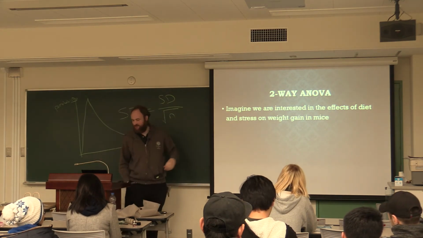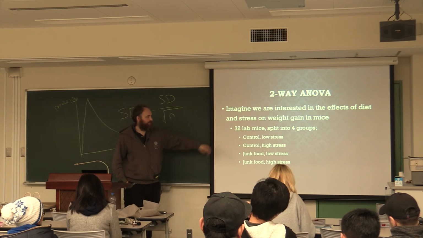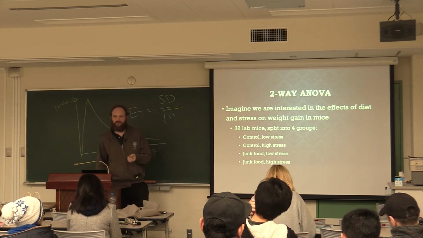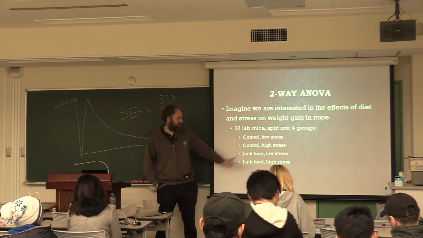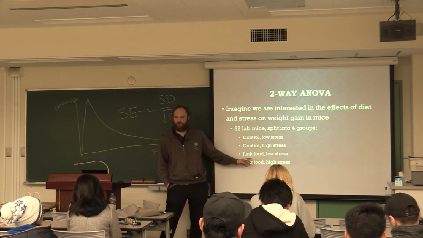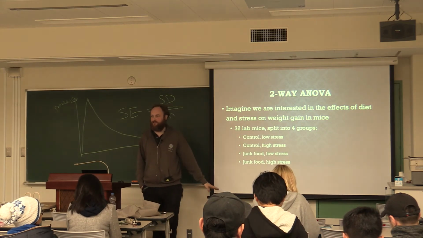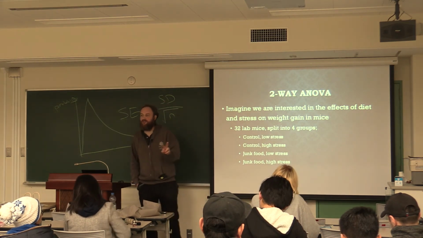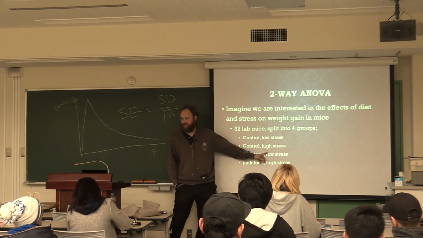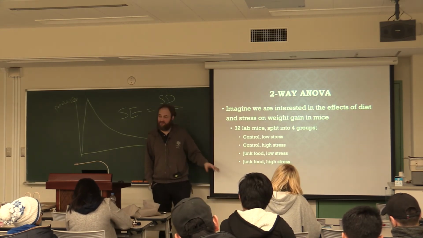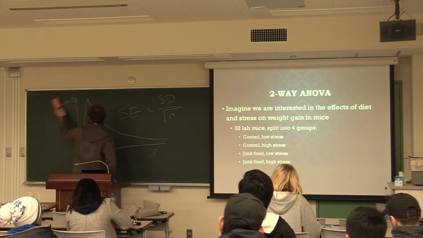So let's imagine that we're interested in studying this. We get a big bunch of mice, 32 lab mice, and we split them into 4 groups: control low stress, control high stress, junk food low stress, junk food high stress. This is going to be our test. So we've got 2 factors here: control versus junk food, low stress versus high stress. And this has all the factors combined, so this is called a factorial experiment.